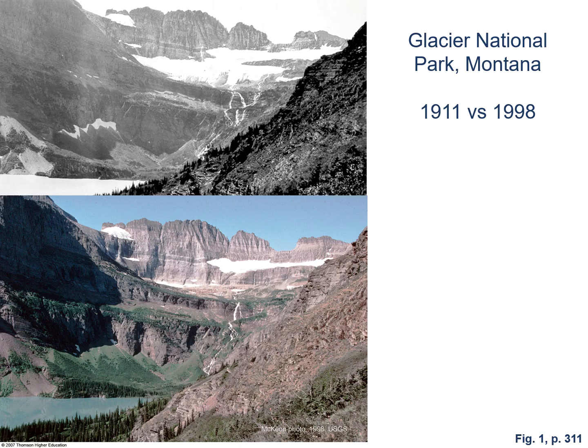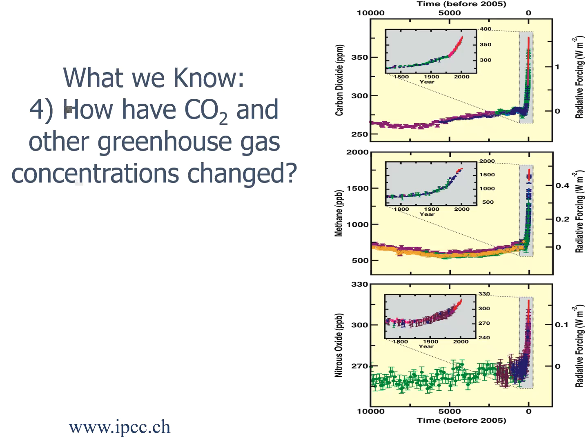Here's some pictures though. If the graphs don't tell you the picture, this is Glacier National Park in Montana. Same view, same vista. Take a look at the glaciers in 1911 versus the glaciers in 1998. Okay, vastly shrunk, lots of ice melted in those areas.